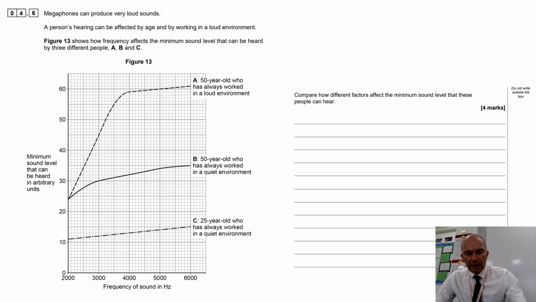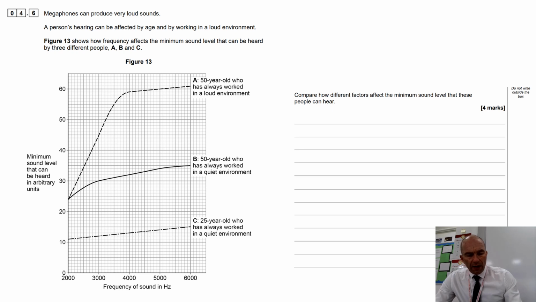Now in terms of age, what's the effect of age? So we're comparing, in a way, C with B here. Now, you can see from that the minimum sound level that can be heard increases with age. That's quite clear because the graphs are very much separated.